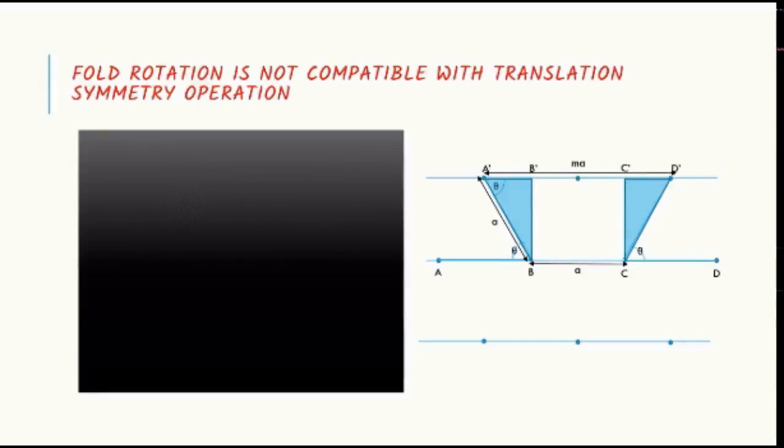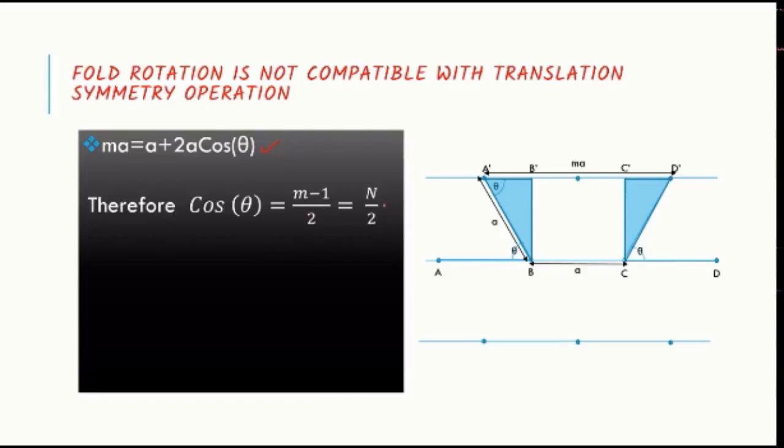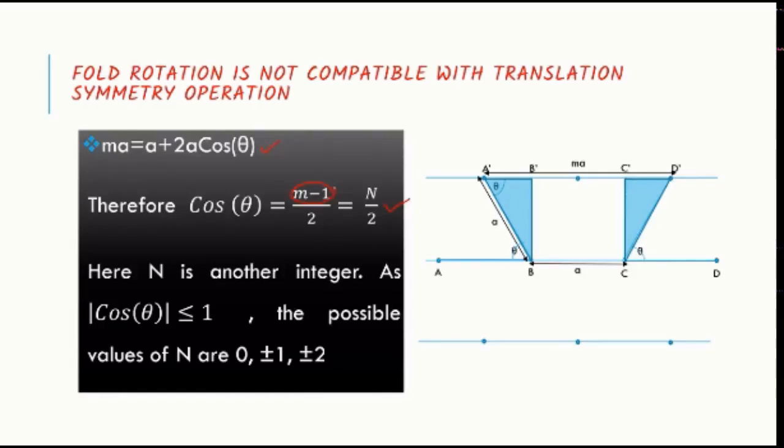Combining the results of equation 1 and equation 2, we can say that mA is the sum of A and 2A times cos theta. On rearranging these terms, we can get the value of cos theta as m minus 1 over 2. As m is an integer, we can write m minus 1 as another integer n. The value of cos theta ranges from minus 1 to 1. So, n has integral values from minus 2 to 2. That means possible values of n are 0, plus minus 1 and plus minus 2.